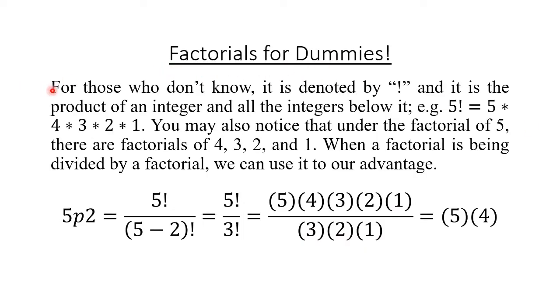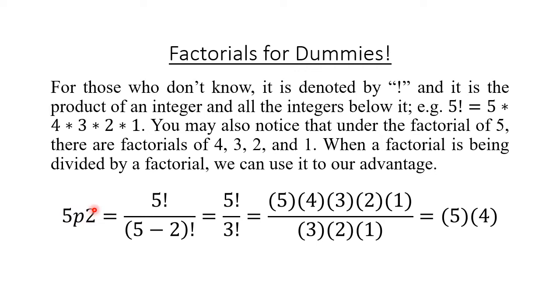Factorials for dummies. For those who don't know, it is denoted by an exclamation point and it is the product of an integer and all the integers below it. For example, 5 factorial is 5 times 4 times 3 times 2 times 1. And you may also notice that under the factorial of 5, we can find factorials of 4, 3, 2, and 1. When a factorial is being divided by a factorial, we can use it to our advantage, like in the following example.